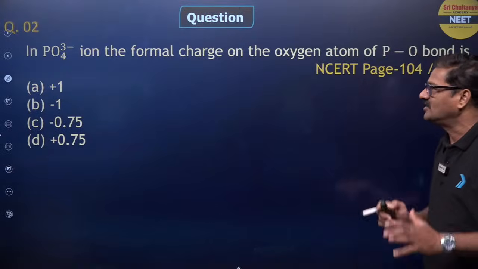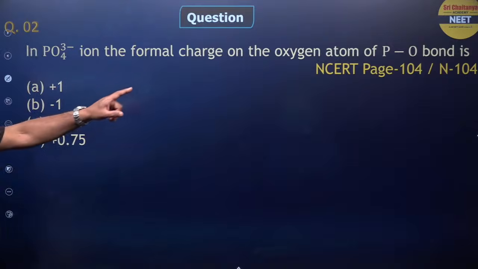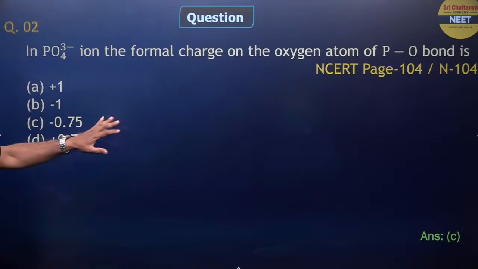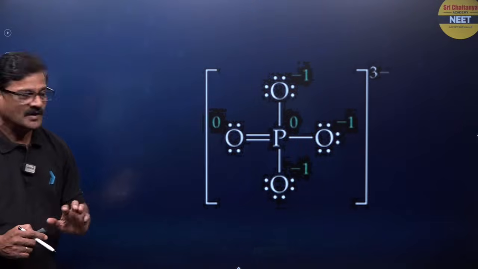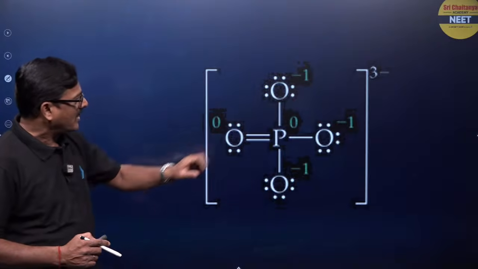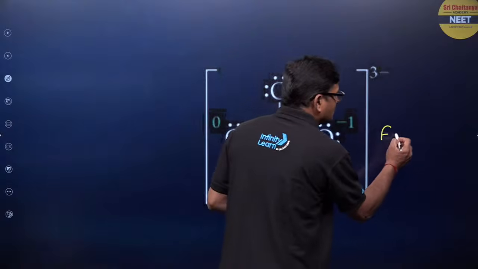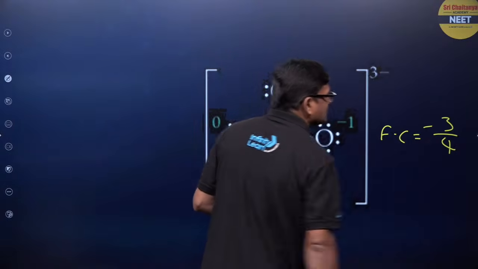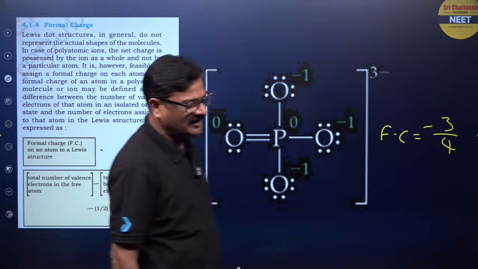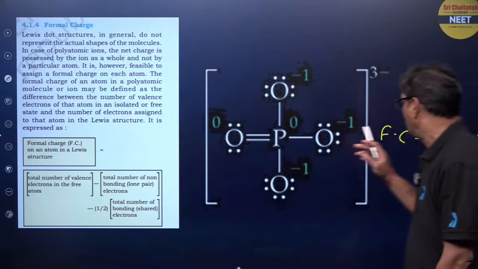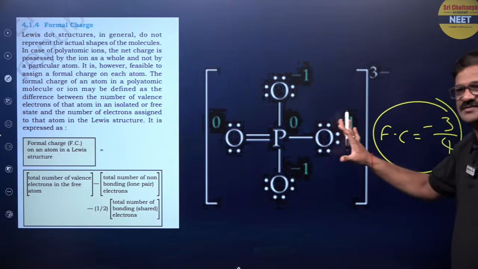Now you can see in PO4 3- ion, the formal charge on the oxygen atom of P-O bond is. If you see here PO4, PO4 का जो structure है ना, -3 is there, okay, -3 is there and it is there on 4 oxygen. So formal charge is going to be -3/4 is the answer. So formal charge define करने के लिए ये formula है, formula के हिसाब से -3/4 होगा. Otherwise you can just simply draw the structure, you can understand.